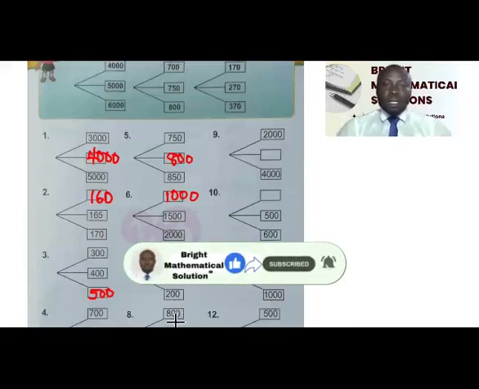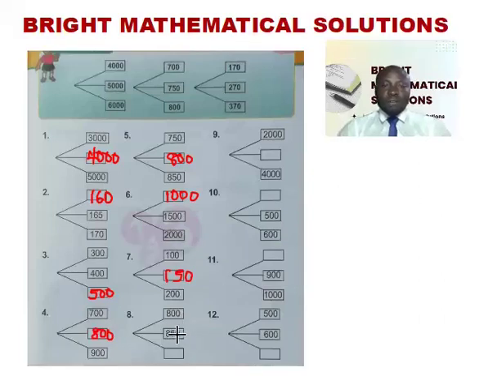We have 800, we have 850. The difference between them is 50. So add 50 to 850, so that this will give us 900.